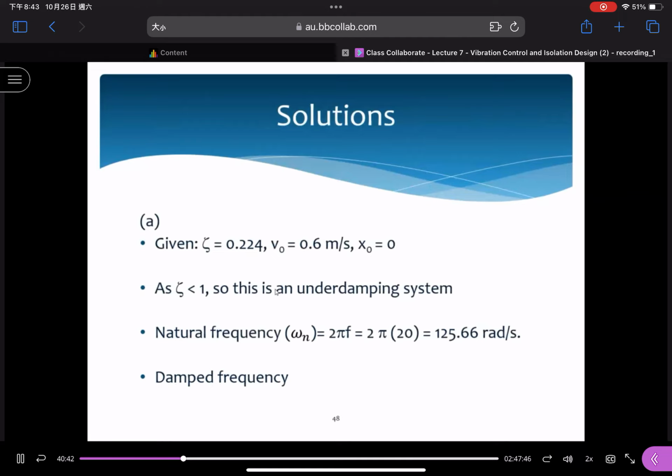Okay, what is the damped frequency? Damped frequency is omega d. There is an equation here: omega d is equal to omega n times the square root of 1 minus theta square. Based on that, we got the answer 122.47 radian per second. So far on this page, we just need to calculate the damped frequency. All others are given. Now we go to find out the response.